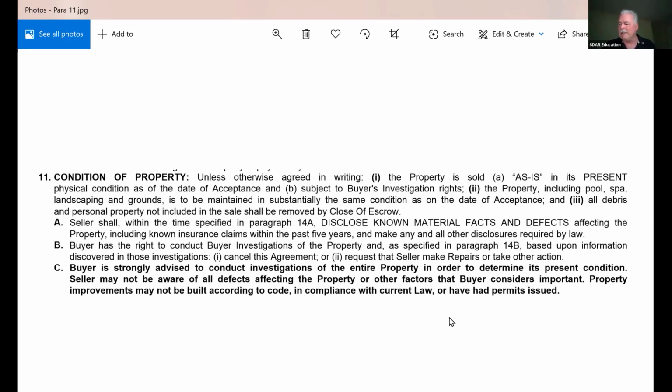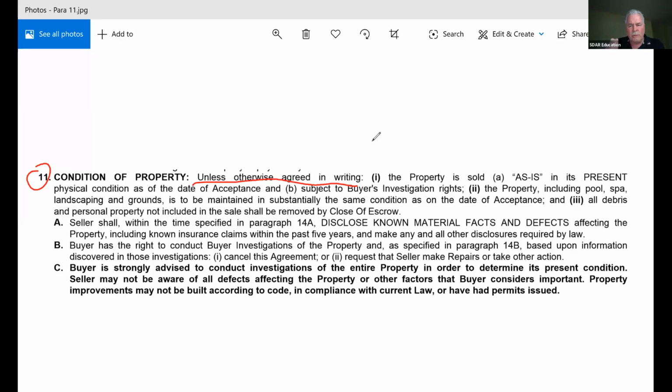So that being said, I'm going to pull up my annotator here because I do like to annotate things. I'm going to move myself out of the way. Let's take a look at where we are. We are talking about paragraph number 11, condition of the property, unless otherwise agreed in writing. So unless you do something different, and part of that is going to be our request for repairs. So that'll be something different.